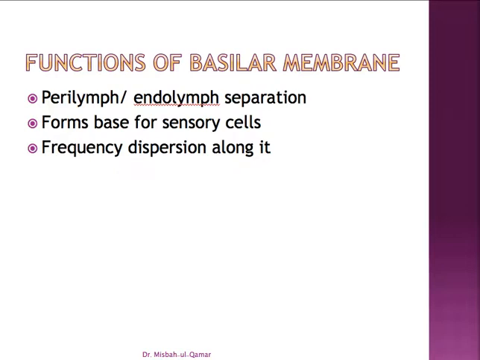So you must keep in mind, this is the important thing to note, that the fibers of the basilar membrane vary in length and thickness. Those nearest the oval window, meaning at the base of the cochlea, are short and stiff, while those near the cochlear apex are long and floppy.